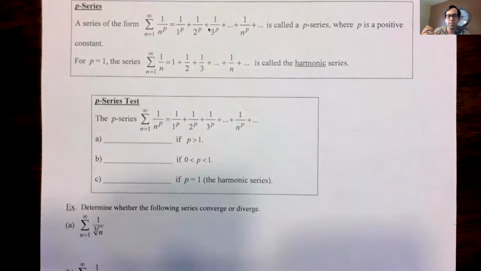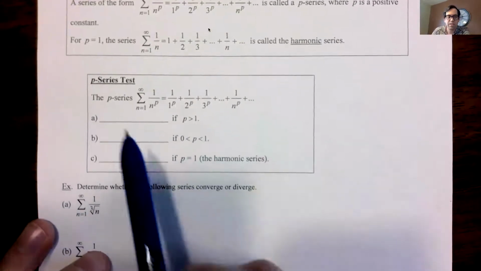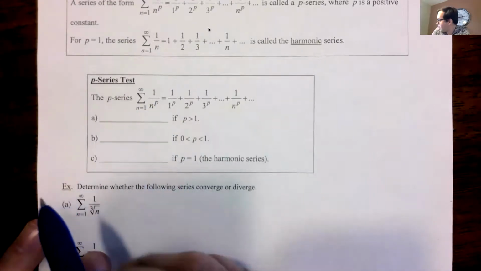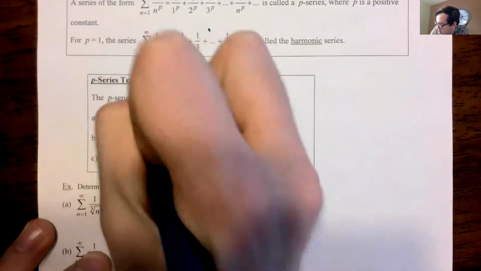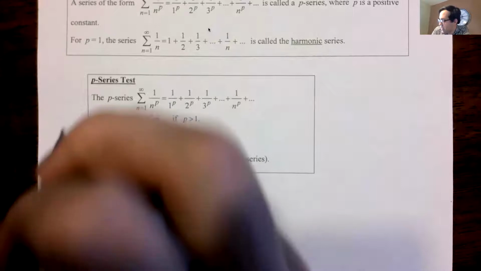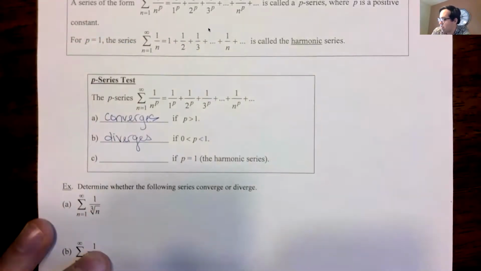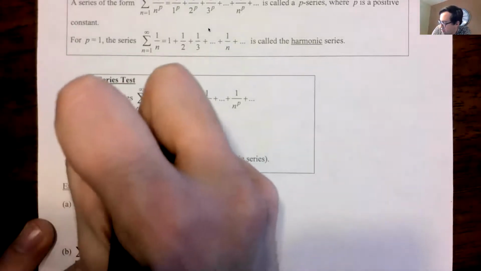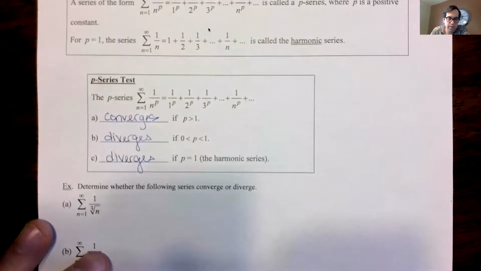And we're not going to get too much into the details of proving that this is true, but here's the specifics for the P series test. If you have a P series, it converges if P is greater than 1. It diverges if P is between 0 and 1, and it diverges if P equals 1. Okay?